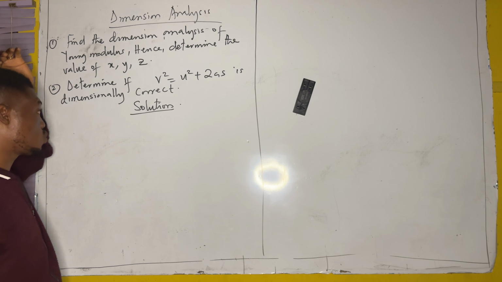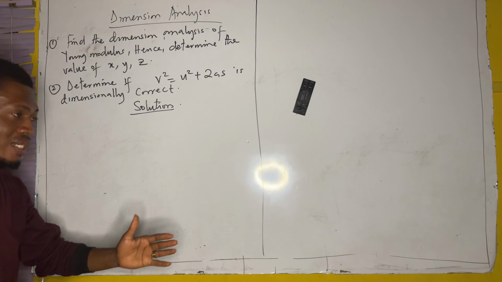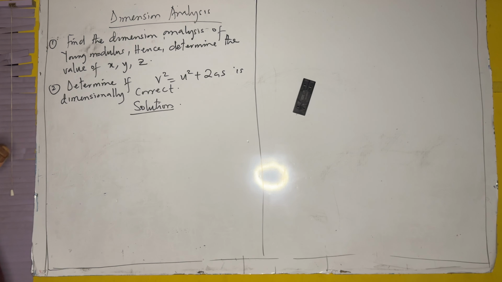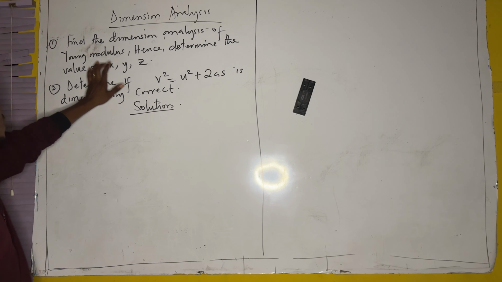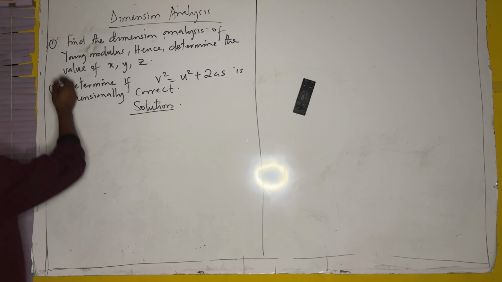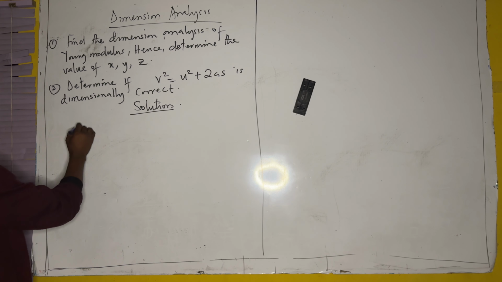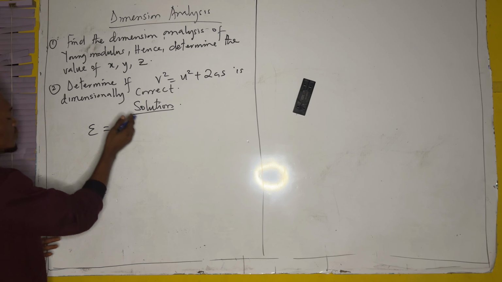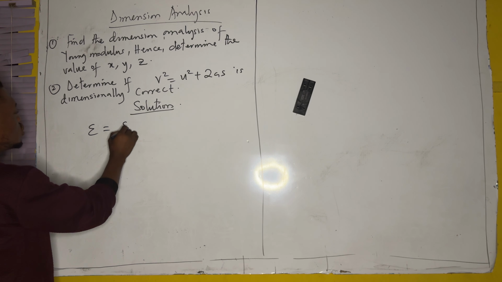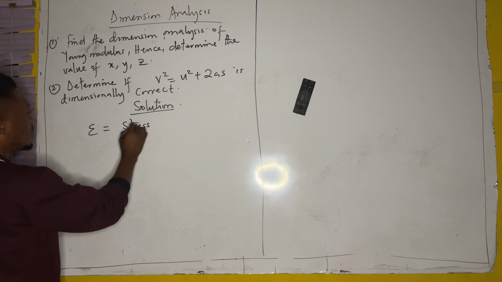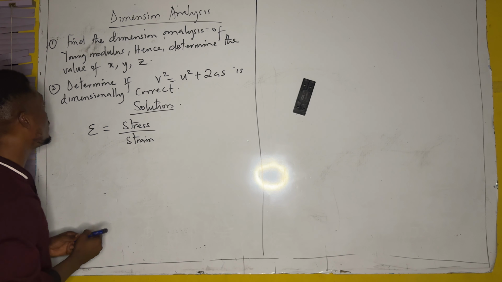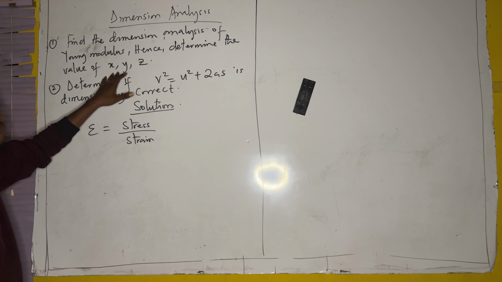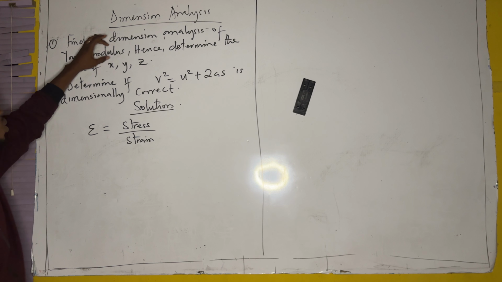So let's start with this first question without wasting much of our time. The first says, find the dimension analysis of Young modulus, hence determine the value of x, y, z. Now, Young modulus is a quantity, okay? Young modulus is a quantity whose formula is stress over strain.